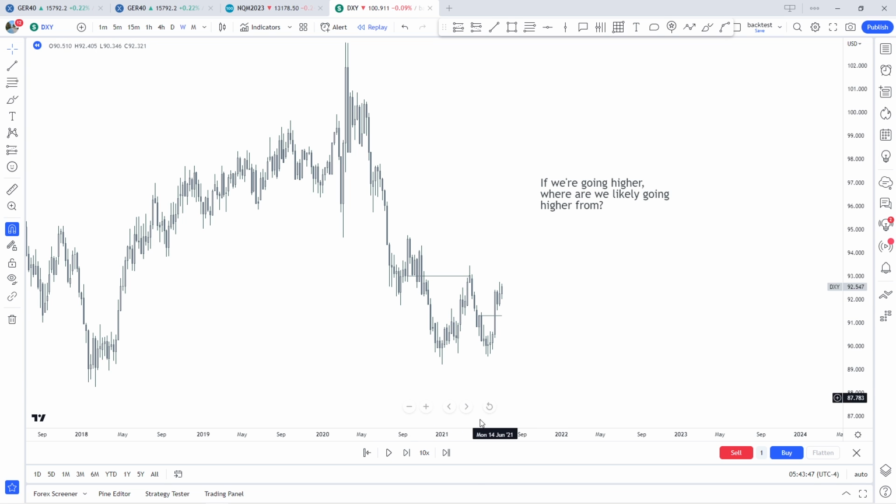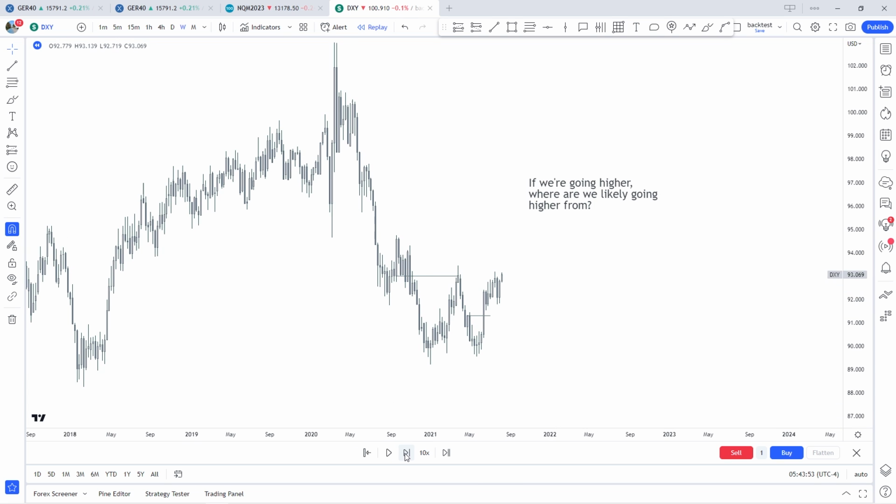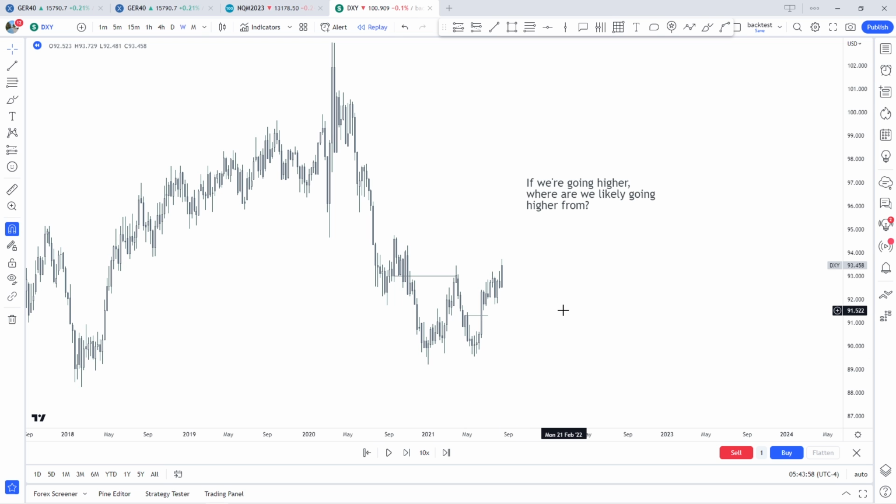Let me remove this line right here. All right, now we have a new line of defense. Why? Well, we broke above this breaker right here, and this is now a breaker. So if we are going higher, where are we likely going higher from? Well, I would like to see the first line of defense hold. So I would like to see prices go higher from here.